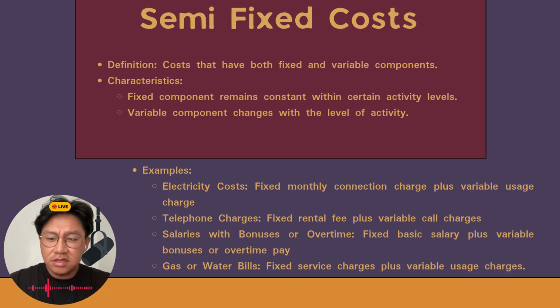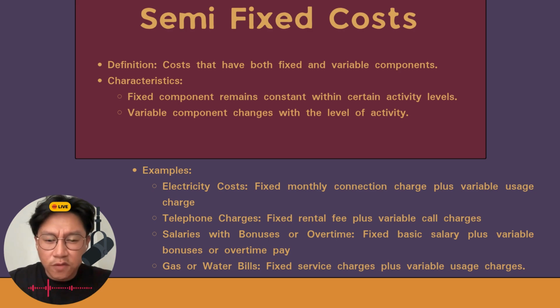For instance, consider electricity cost. A business may have a fixed monthly connection charge, which remains the same regardless of usage. However, the additional cost depends on the amount of electricity consumed, making it a variable expense. Similarly, telephone charges often include a fixed rental fee for the line, plus variable charges based on the number of calls made or data used.